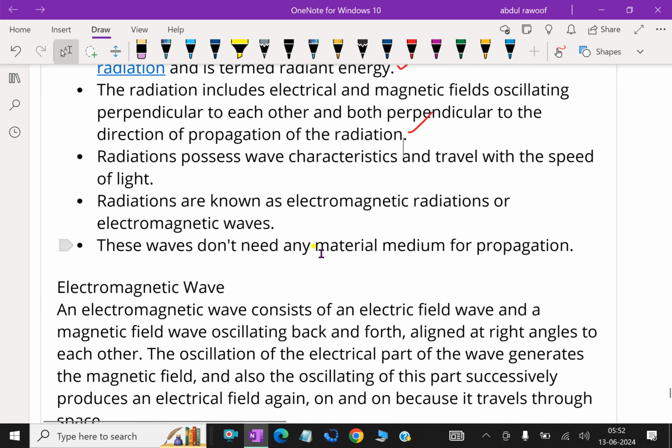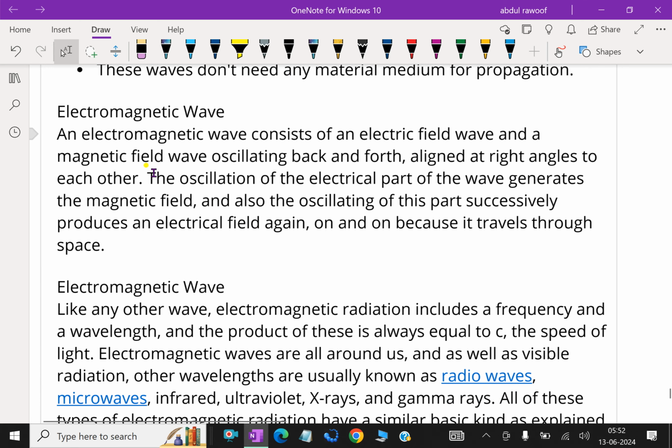Radiation possesses wave characteristics and travels with the speed of light. The radiations are known as electromagnetic radiation or electromagnetic waves. These waves don't need any material medium for propagation. The waves can travel in empty space also.